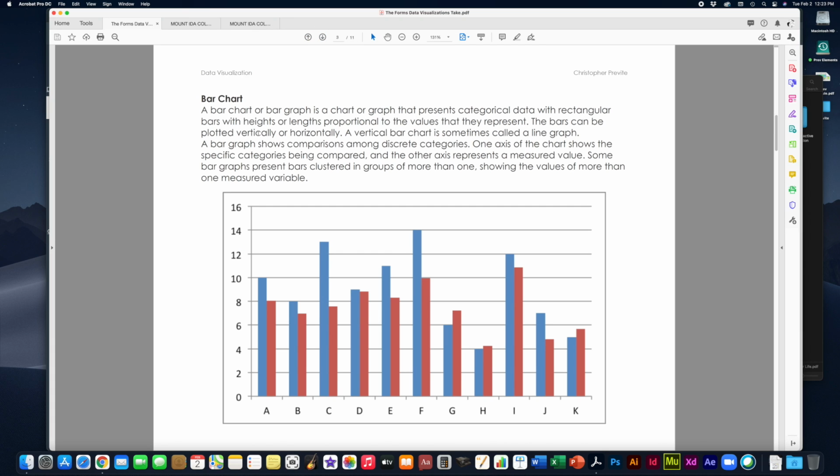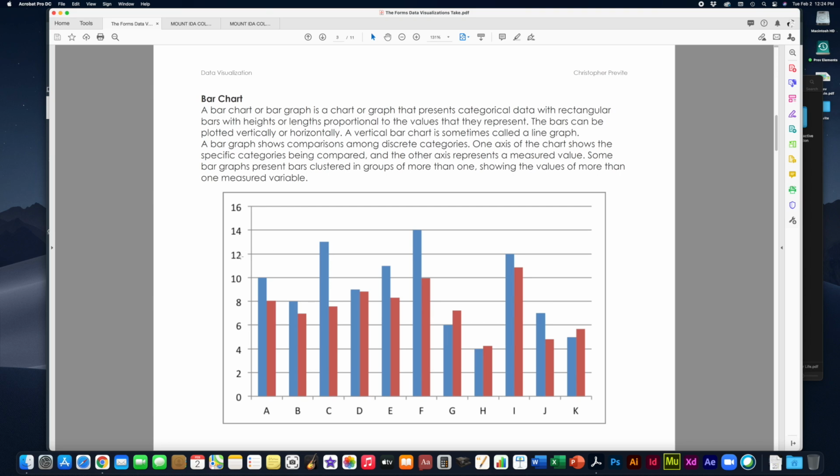Okay, so another really common one is the bar chart, and of course this also gets credited to Playfair, which we saw in our history. A bar chart, sometimes referred to as a bar graph, represents categorical data with rectangular bars with heights or lengths that are proportionate to the values. So of course, the longer or the taller the bar, the more data that's being represented, and the shorter the bar, the less data. They can be plotted vertically or horizontally.